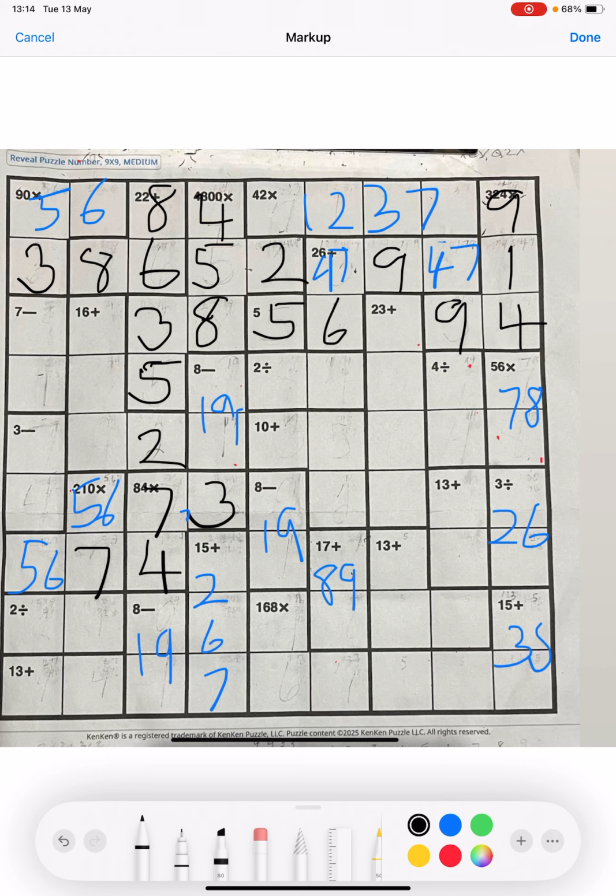Okay, so what is next? I've got a 7 difference here, but I've already got 8 and 9 in the top row, so I could have 1 8 or 2 9. I don't know which pair I've got, but I do know my small number is on the top, my large number is on the bottom.